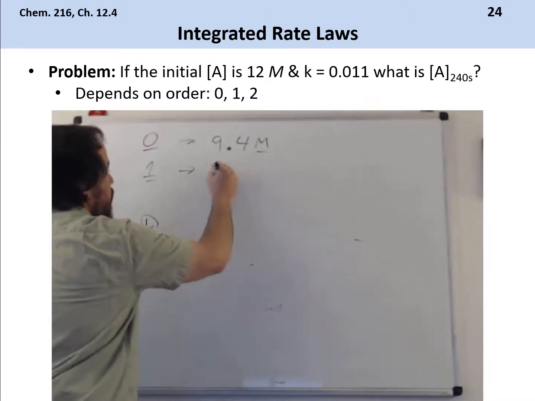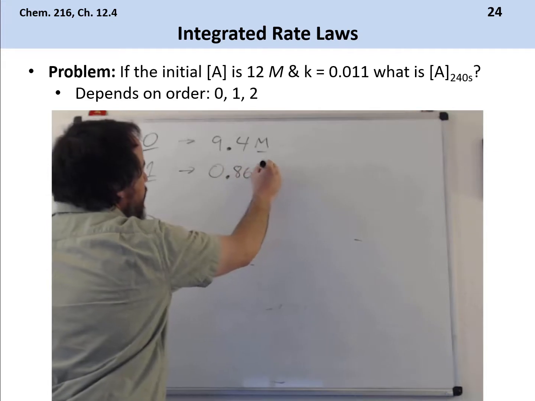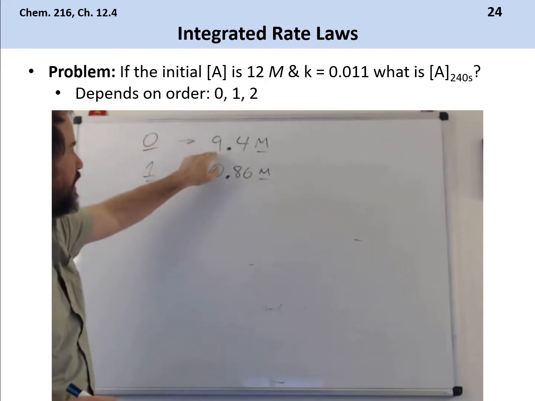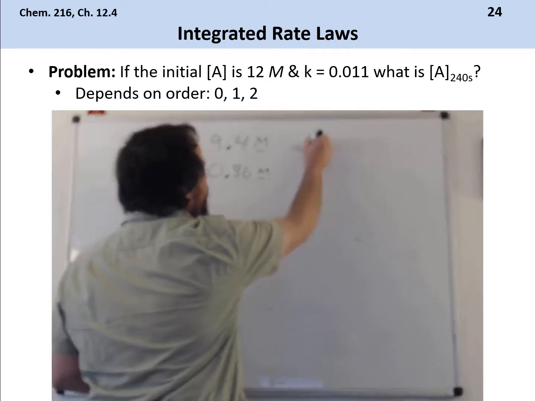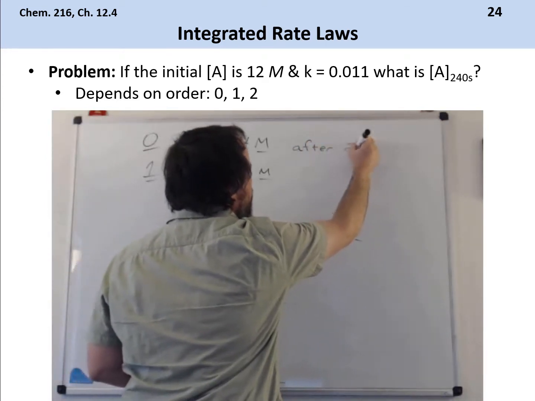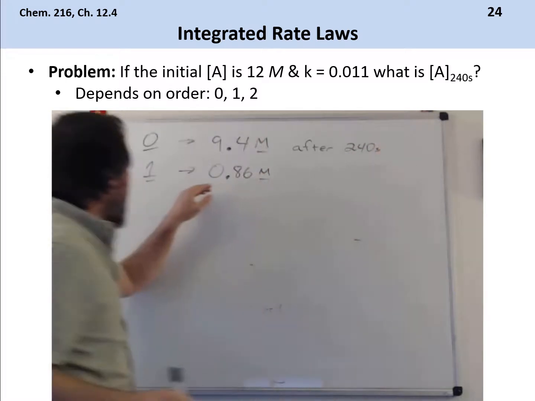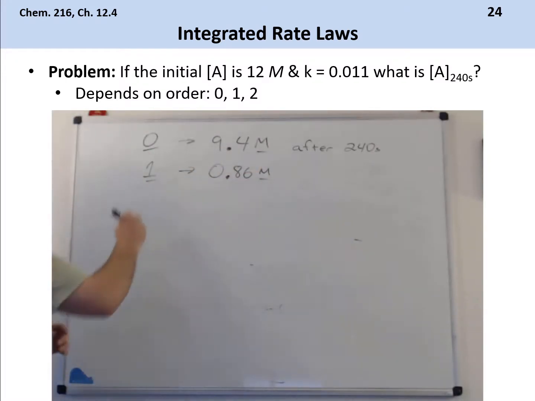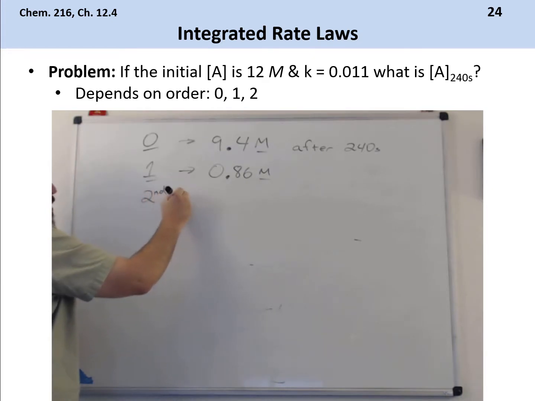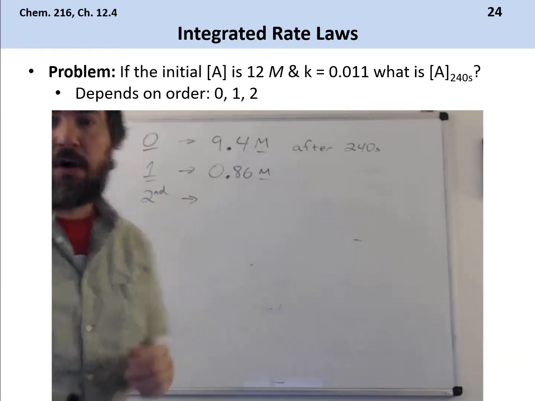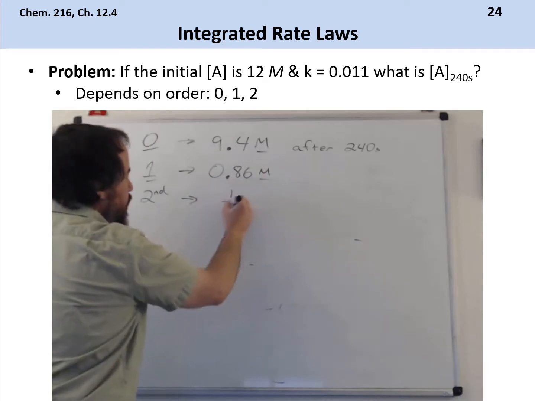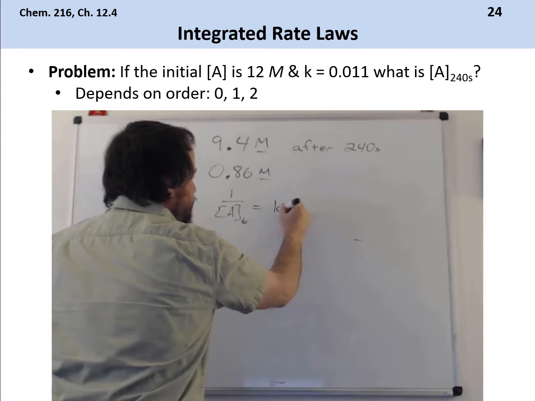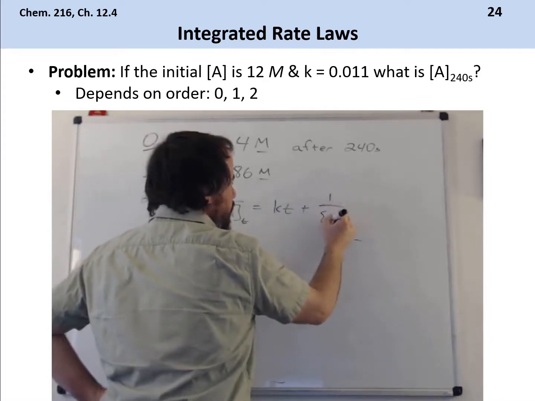Okay, so we did zero order and first order. Zero order, we said after 240 seconds, we got 9.4 molar. At first order, after 240 seconds, we have 0.86 molar. How about second order? Second order, we have 1 over A at time t equals kt plus 1 over A naught.